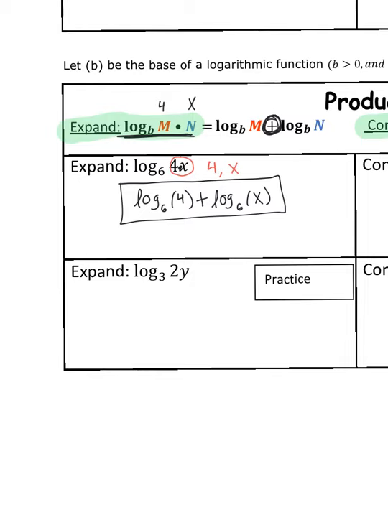What you should get for the one that says practice, the two things that are being multiplied together here are the 2 and the y. So they're being multiplied. So when I break it apart, I'm going to break it apart with addition, product rule, addition. So you're going to have log base 3 of 2 plus log base 3 of y.